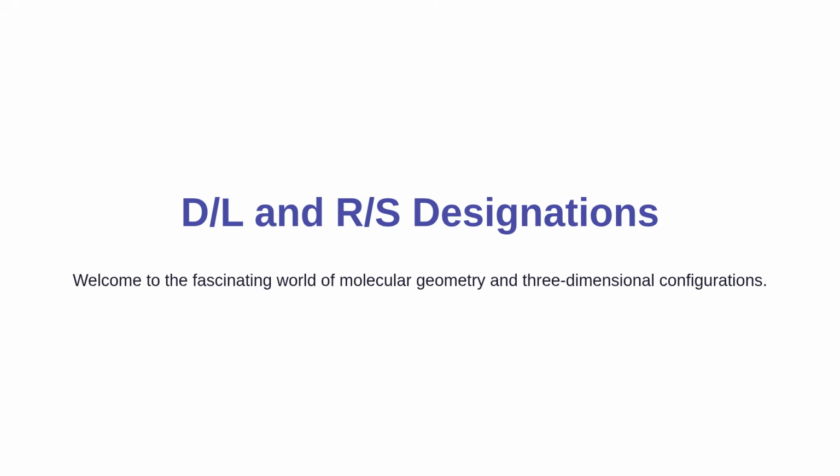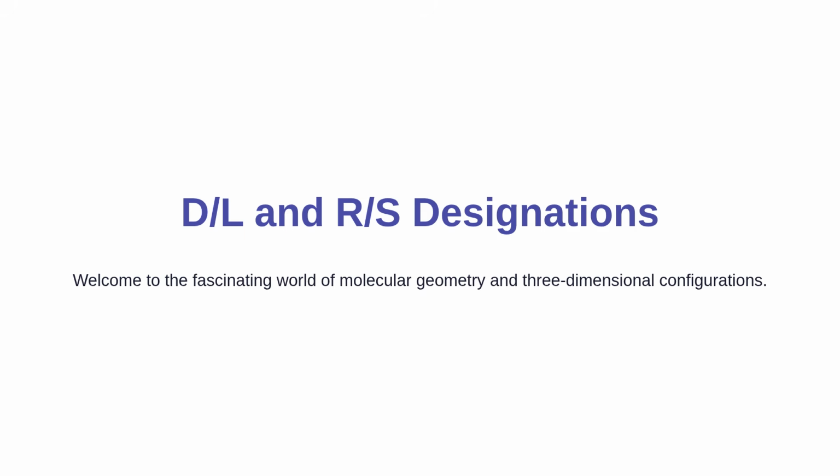Welcome to Organic Chemistry. Today, we are going to explore one of the most fascinating aspects of molecular structure, how we name the three-dimensional arrangement of atoms in space. Imagine trying to describe a spiral staircase. You need a way to explain if it twists to the left or to the right. In chemistry, we use specific designations to communicate these exact three-dimensional shapes.